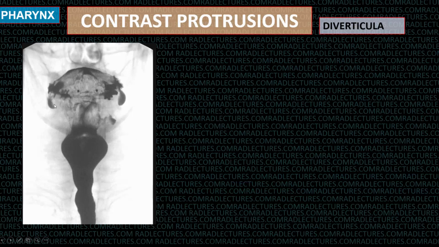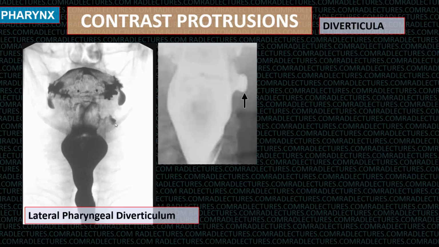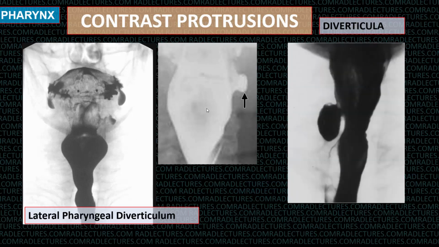Now, these things are called the retromolar recesses. This is the space behind the molar teeth in the mouth. So these are not diverticula. Do not mistake them for diverticula. But these here are called lateral pharyngeal diverticula. There is another image, a better image from the literature, but basically they are of no real clinical significance unless they are collecting food.